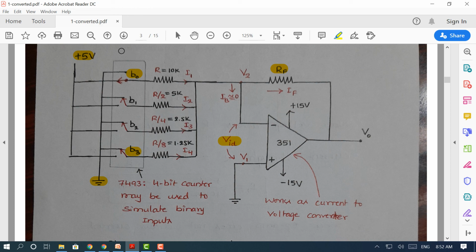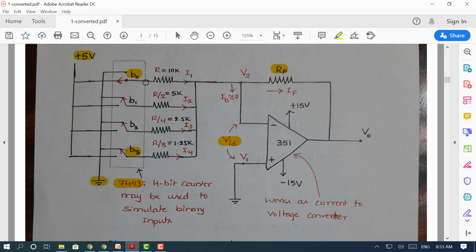Sometimes the digital data can also be simulated or applied through a counter called 7493. This counter you might have studied in digital electronics. The same counter can be used here to apply different sets of the possible combinations of digital data. Therefore, this block that I have shown can be replaced with a 4-bit counter, namely 7493, to simulate the binary inputs here.